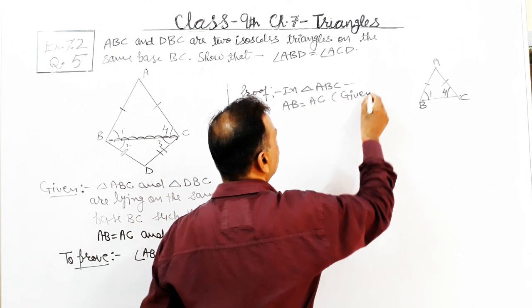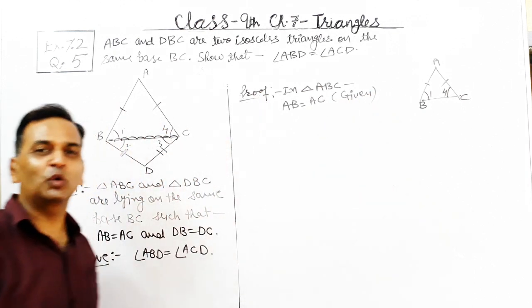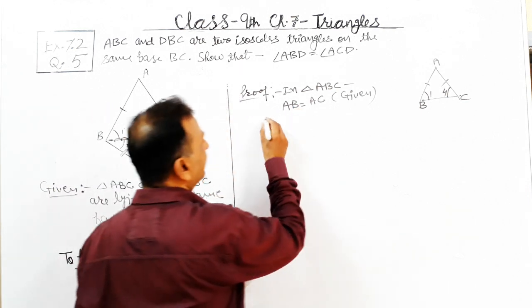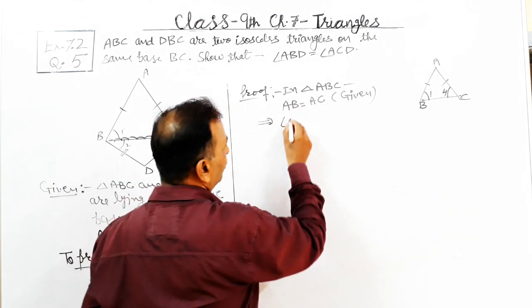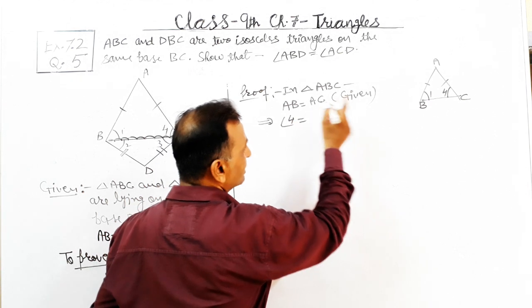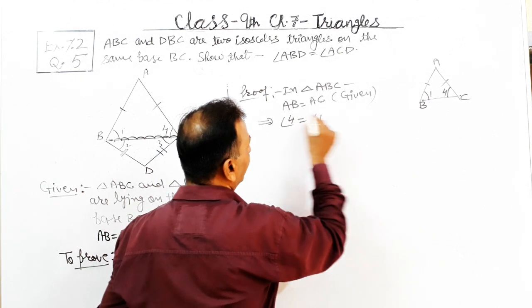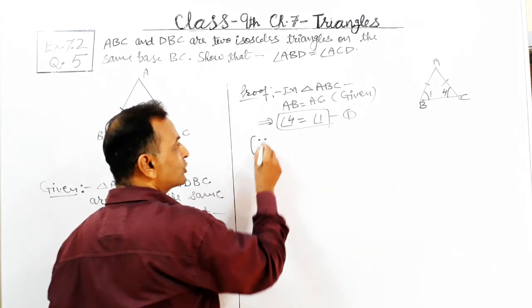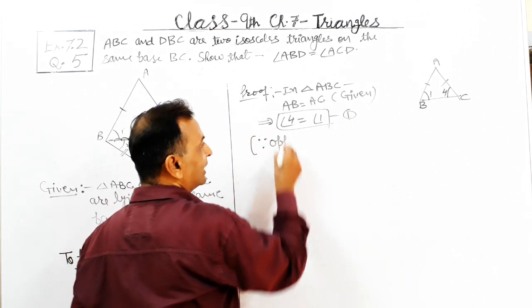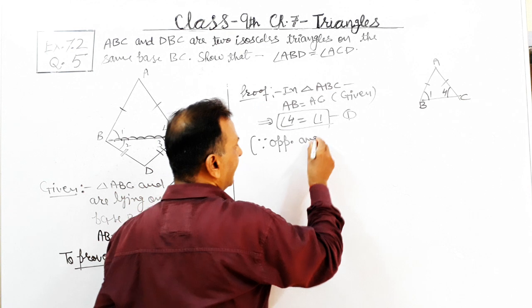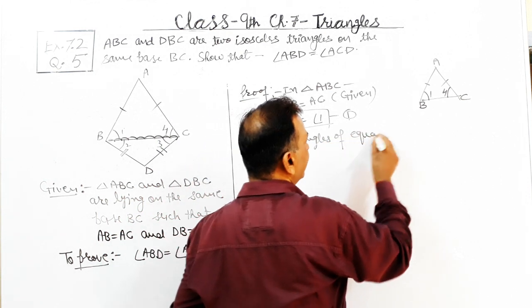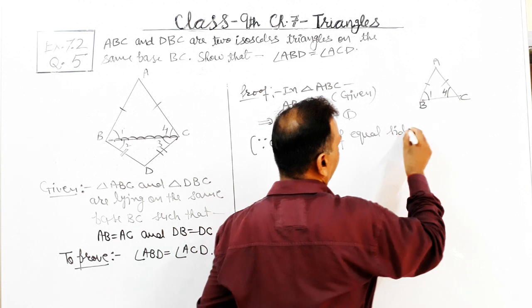It is given in the statement of the question. So their opposite angles: the angle opposite to the side AB is angle number 4, and the angle opposite to the side AC is angle number 1. Give it result number 1 and mention the reason also, because we can write: opposite angles of equal sides in a triangle are equal.